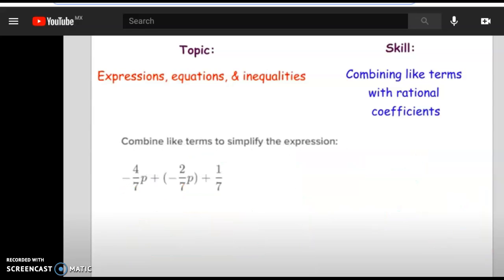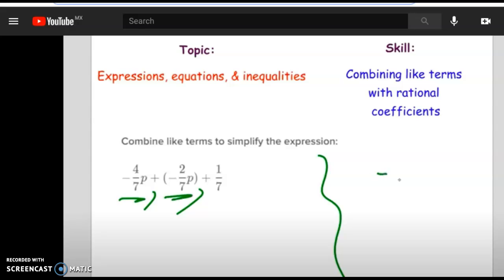Let's talk about this one. Ooh, another scary one. This one has fractions in it. I think we'll be okay. So I have negative 4/7 p and negative 2/7 p and positive 1/7. Well, negative 4/7 and negative 2/7.